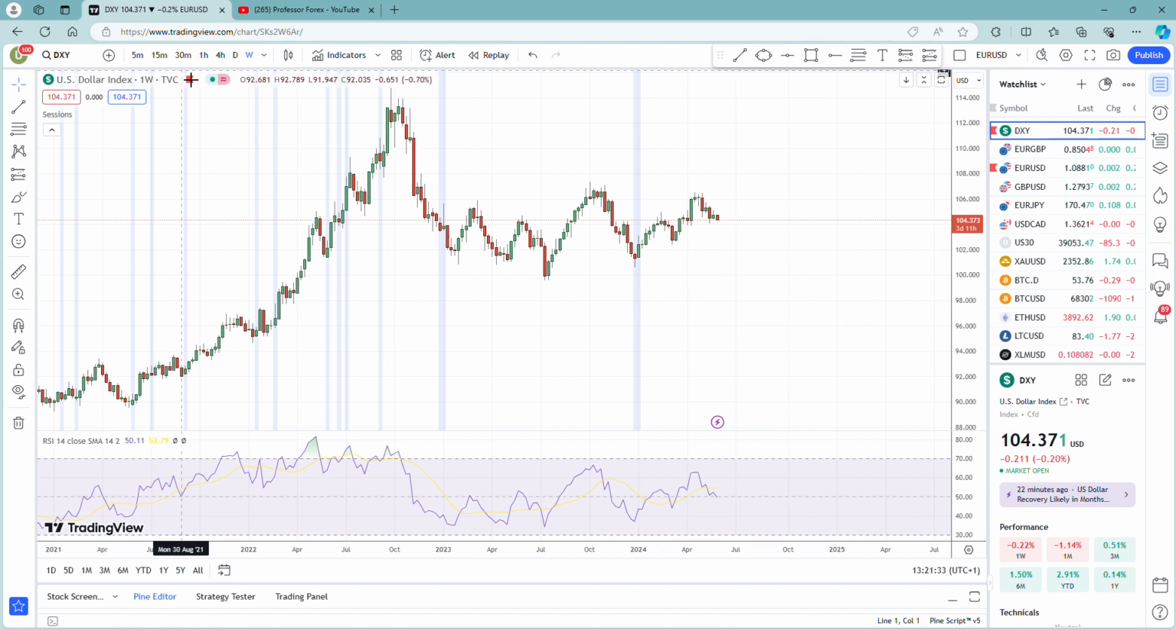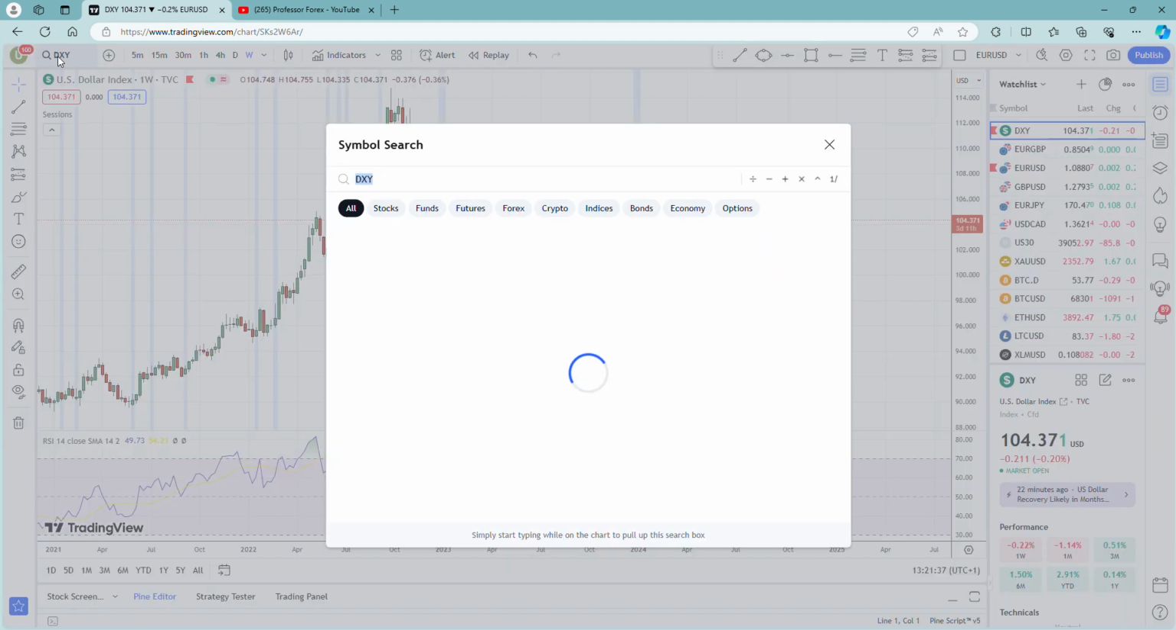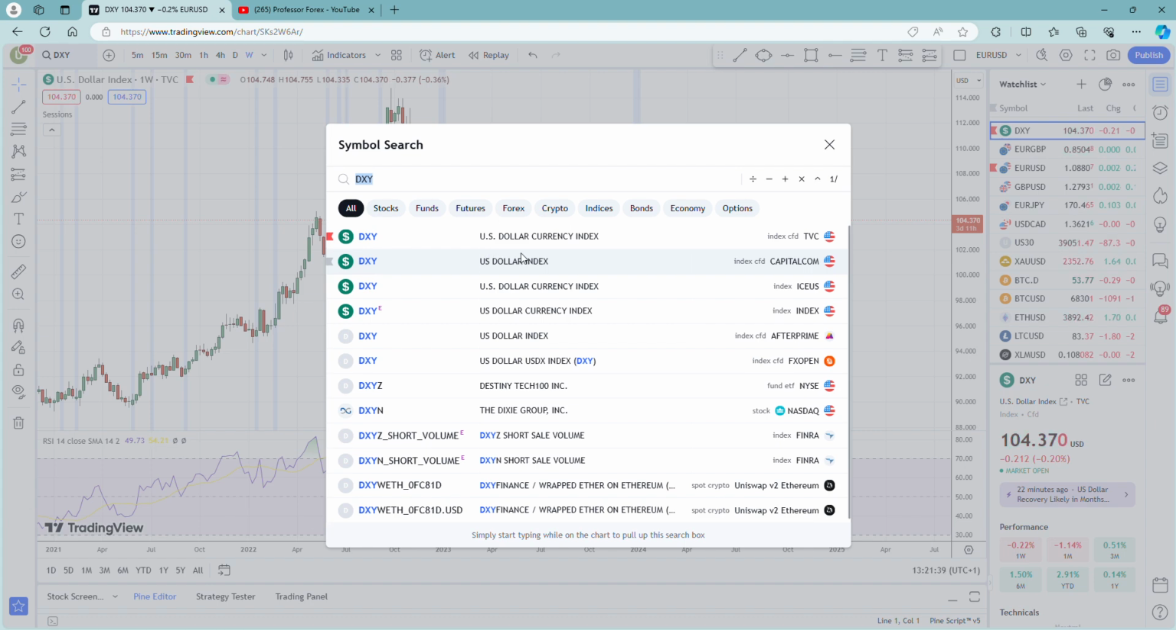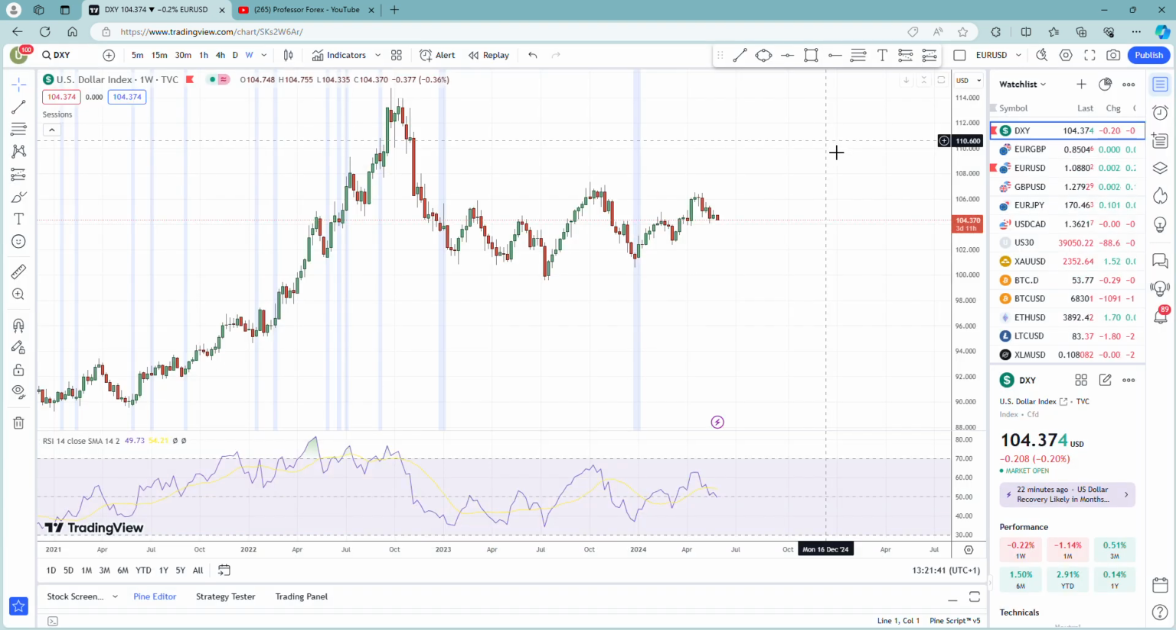So how do you get started? If you go on tradingview.com, load up your chart. Top left corner, if you search for DXY, which is a dollar index, we're going to start on the weekly time frame. So each candle represents 1 week of price action. This is where we just want to mark our support and resistance levels.